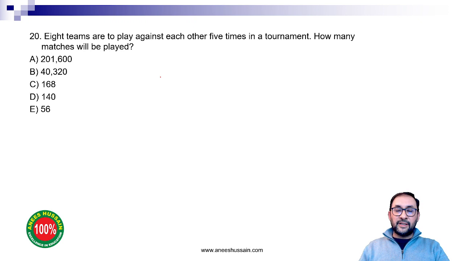Question number 20. 8 teams are to play against each other 5 times. Not once, 5 times. How many matches will be played? Quite a few. Well, the first step is to calculate how many matches would be played if they played against each other once and not 5 times. You always begin from there. And remember, each game involves 2 teams.